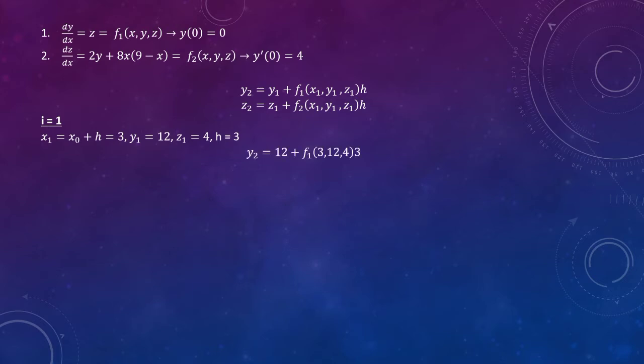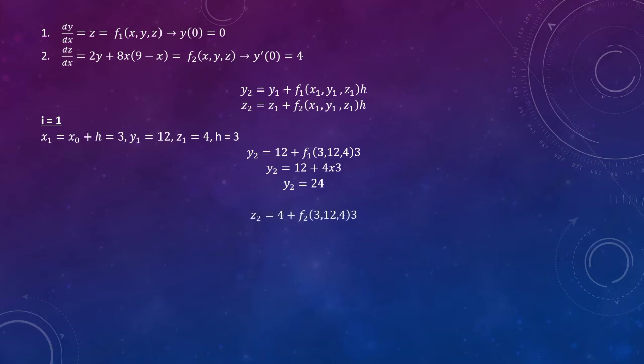So for y sub 2, we have y sub 1, which is 12, plus the first function multiplied by 3. As you can see, our first function only contains z. We all know that the value of z is 4, so we can simply determine the first function. Our value for the first function is only 4. So 12 plus 4 times 3 will give us the value of y sub 2, which is 24.